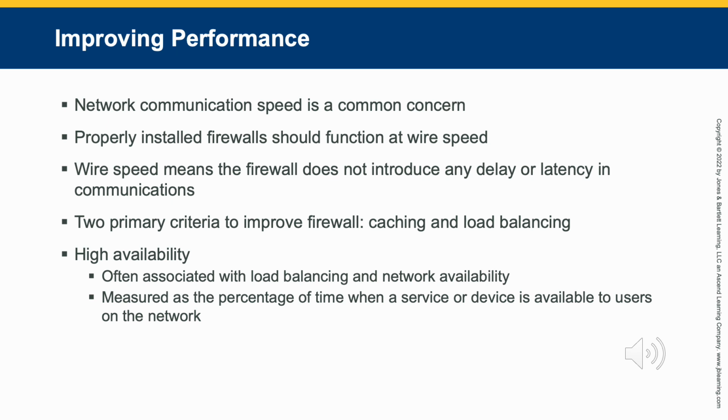Improving performance of a firewall. Network communication speed is a common concern. Properly installed firewalls should function at wire speed. Wire speed means the firewall does not introduce any delay or latency in communications. Two primary criteria to improve firewalls are caching and load balancing. High availability, often associated with load balancing, and network availability, measured as the percentage of time when a service or device is available to users on the network.